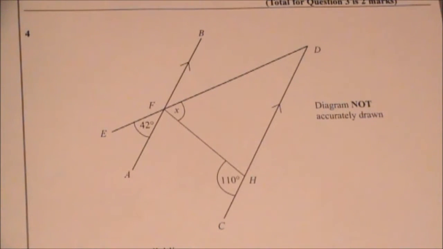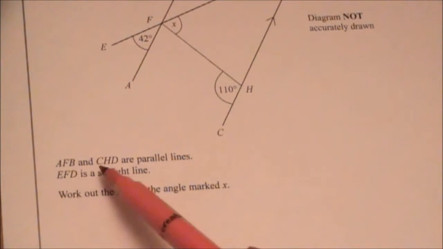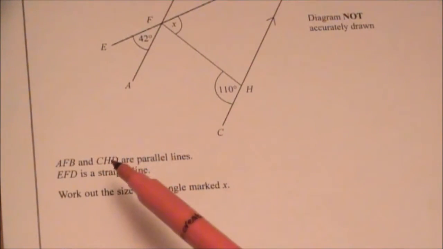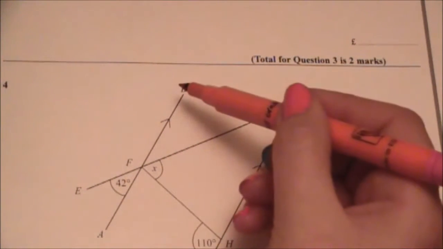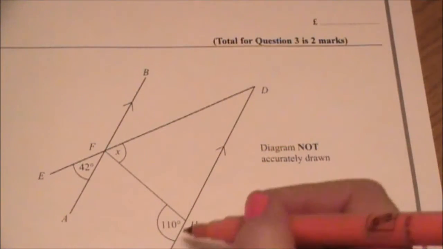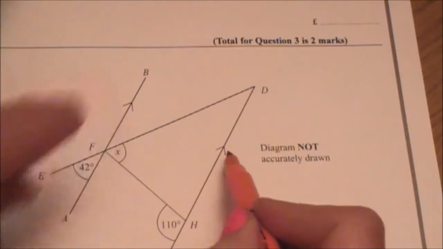Question 4 is an angles in parallel line question. These questions can be quite tricky to spot, and practice makes perfect. So, AFB and CHD are parallel lines. So let's find those lines. There's AFB and there's CHD. And yes, they've got the parallel notation on, so that's great.